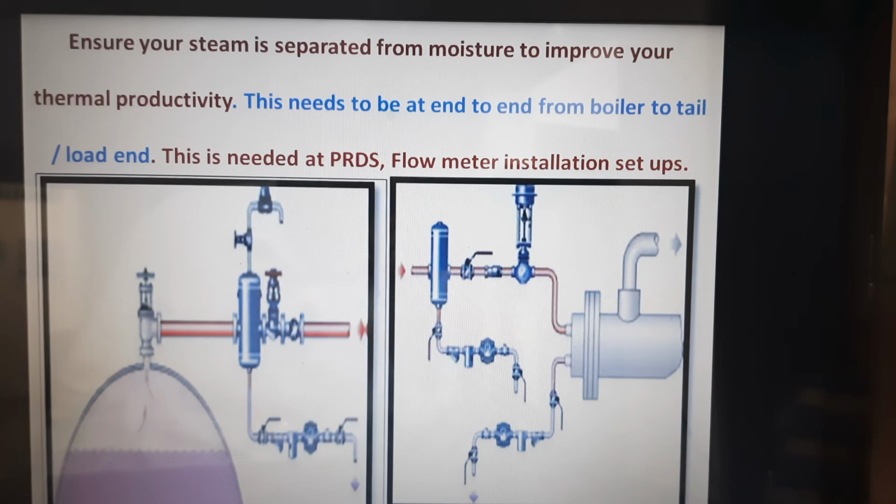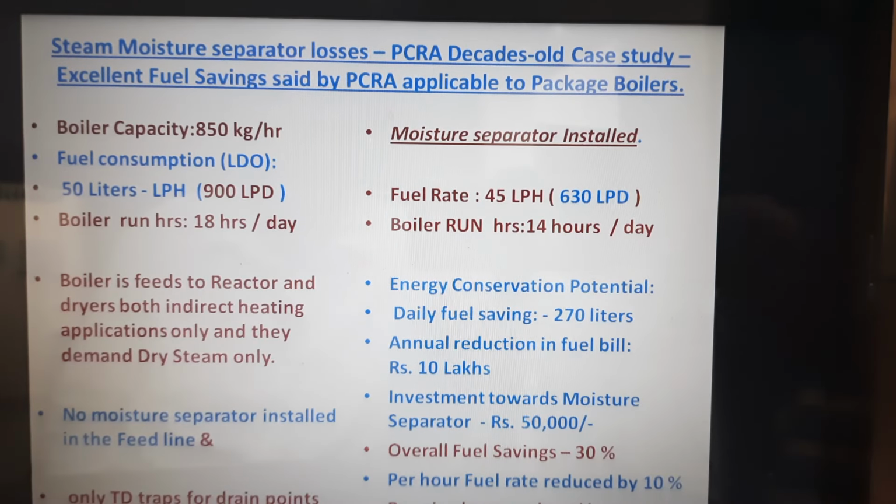So, to improve your thermal productivity in your industry, end-to-end, from boiler to tail end or the heavy load end, even in the PRDS or a flow meter installation, the moisture separator is very much required. It needs to be installed at the upstream of the PRDS or the flow meter installation apart from the boiler. See, these are at the flow meter and PRDS installations, and for the boiler at the boiler delivery outlet and at the input of any of the heavy equipment, the moisture separator needs to function.